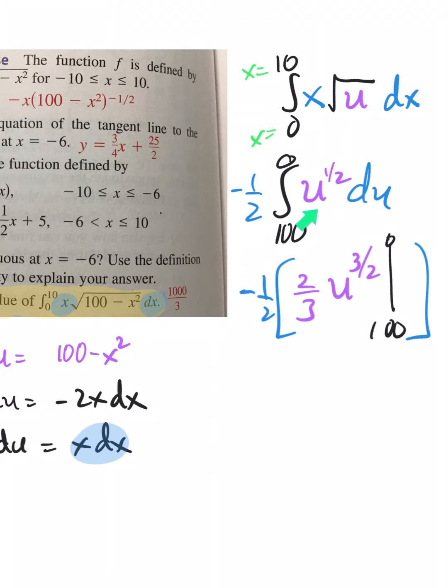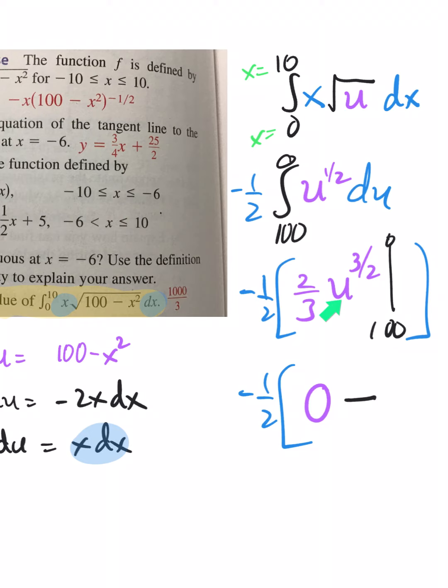So the antiderivative of u to the 1/2 is 2/3 u to the 3/2. We evaluate that at 0, we'll evaluate it at 100, and subtract. When u is 0, we have 0 times 2/3 of 0, minus this expression when u is 100.